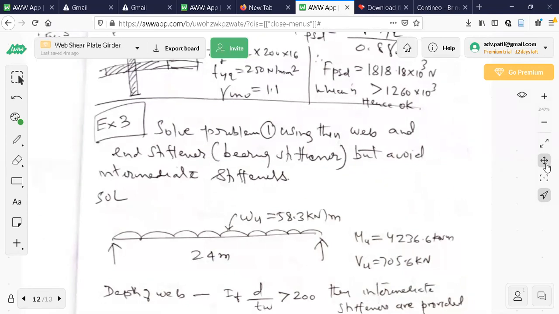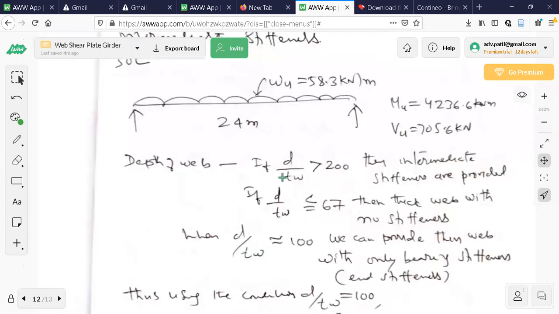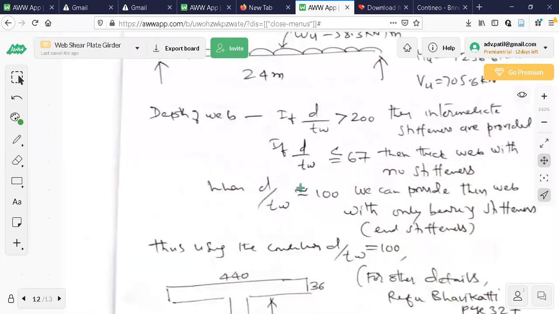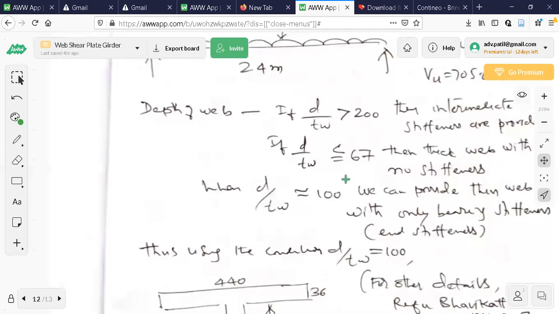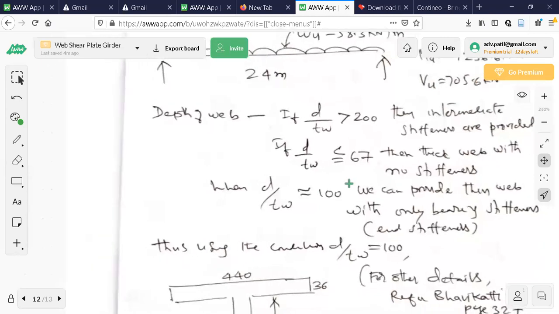If the condition is given in the problem like that, all these values, whatever I'm telling, will be slightly different. That is why I'm telling you, you have to solve the problems and understand separately what will happen to the D by TW ratios in case I have to design both end stiffeners as well as intermediate stiffeners. All these ratios will be different.